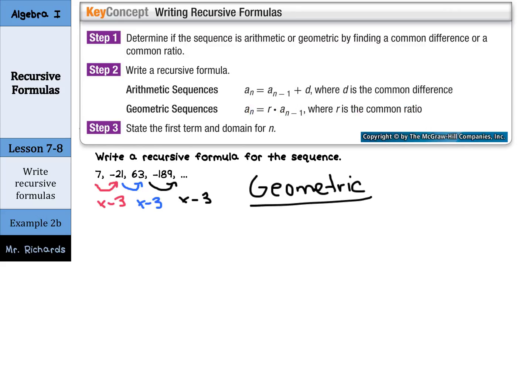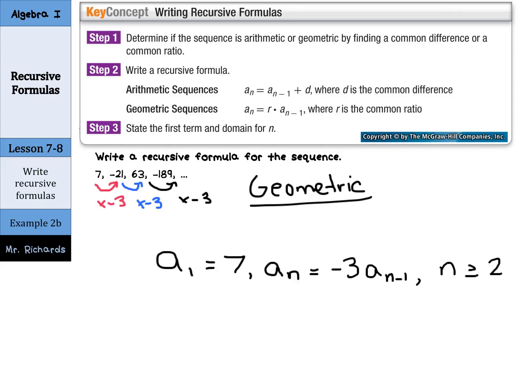We again start off by writing our first term. So our first term, A1, is going to equal 7. And then we can say for any term, an, we're going to now look at our ratio and multiply. So we're going to say multiply by negative 3 times our an minus 1, so negative 3 times our previous term. And then n is going to be greater than or equal to 2.